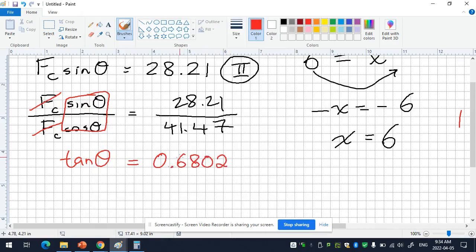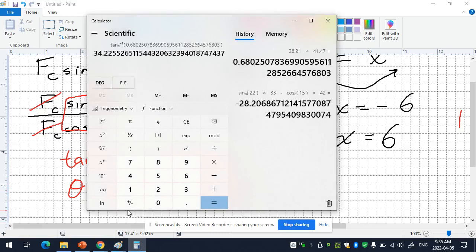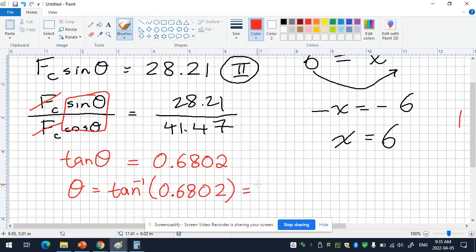And what do I do now? This is not my angle. This is the tan of my angle. So what do I do now? Inverse tan. Which is what? I'm going to trig, second, tan. Boom. 34.2 degrees.